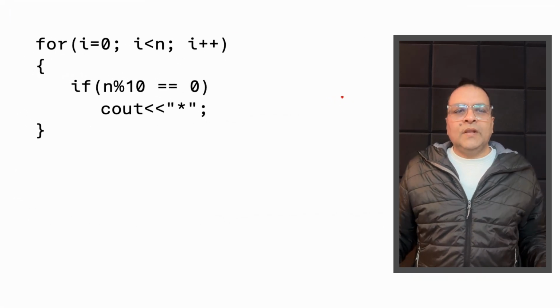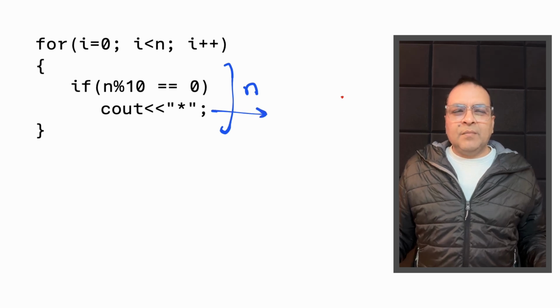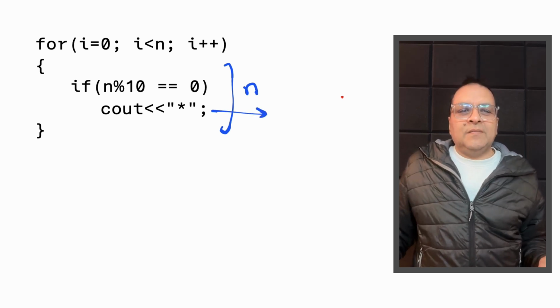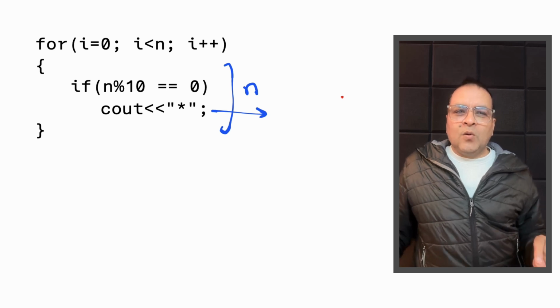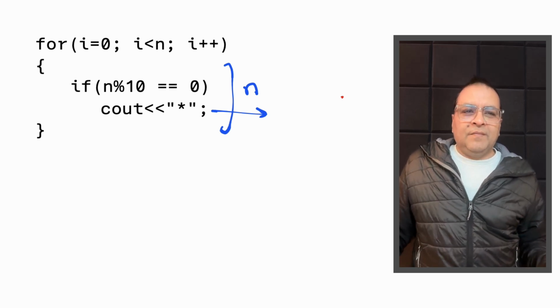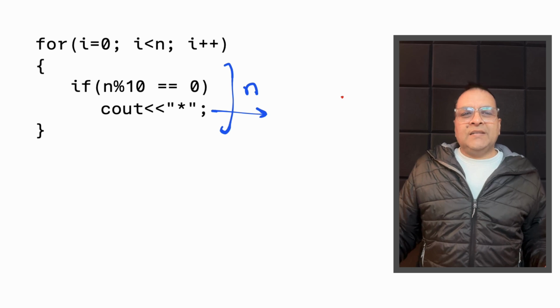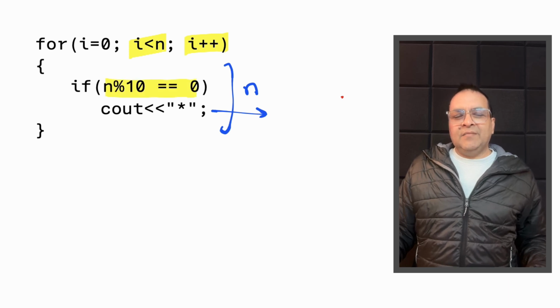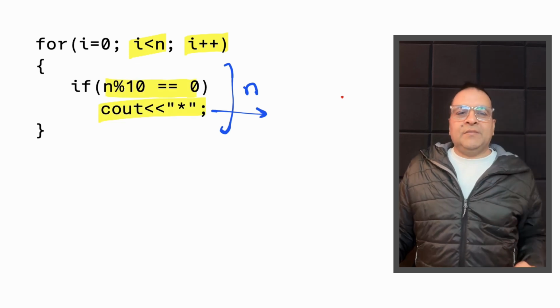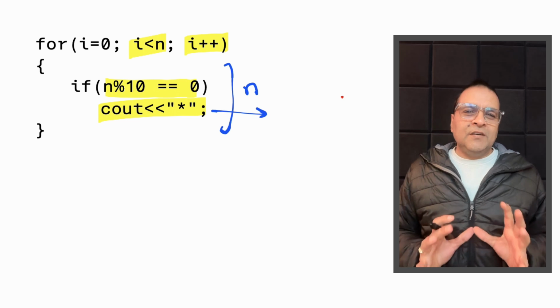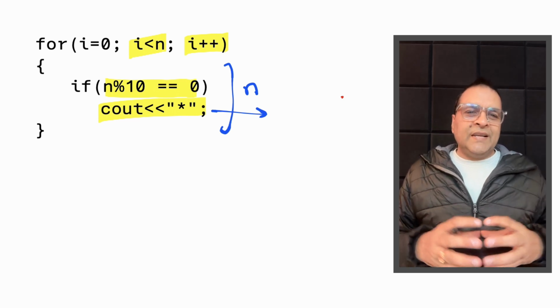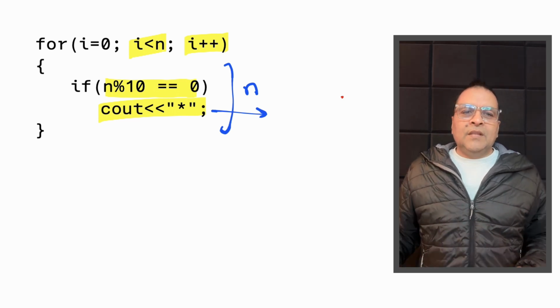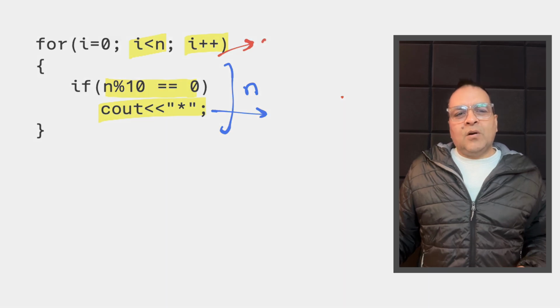What about this loop? In this loop, the body of the loop is executed n times, but this print statement is not executed n times. This print statement will be executed only when n is a multiple of 10. So even though we can say that this condition is checked n times, this increment happens n times, and this statement is printed n by 10 times, in most cases it is sufficient to say that because the body of the loop is getting executed n times, the time complexity of this code is order of n.